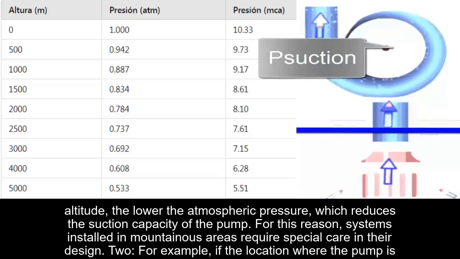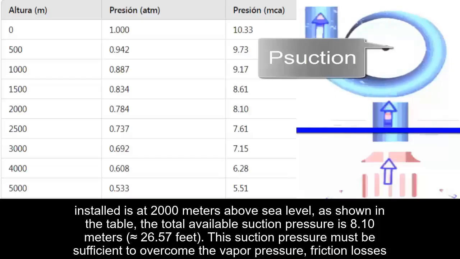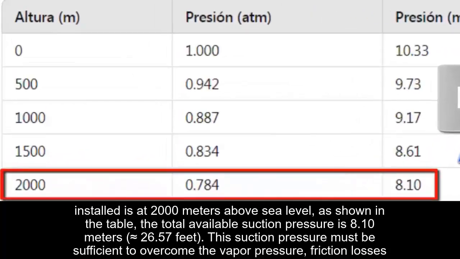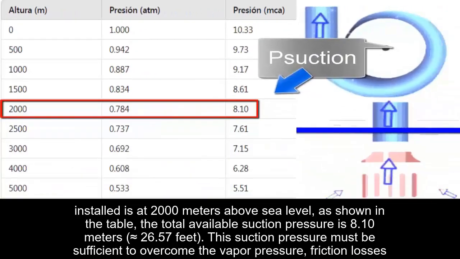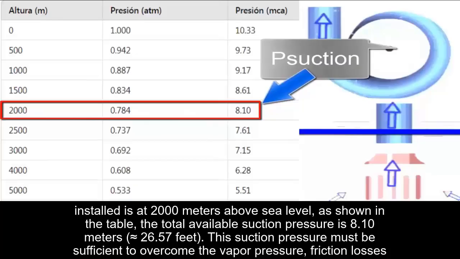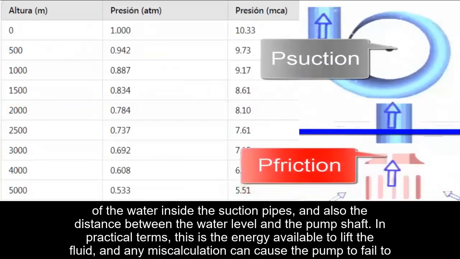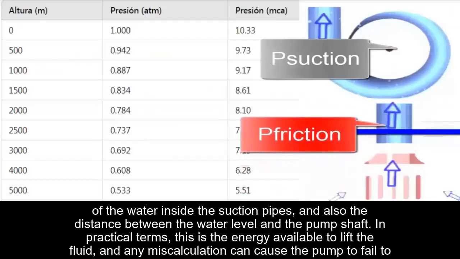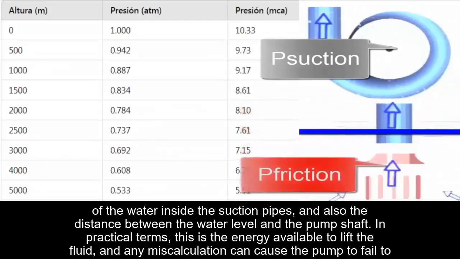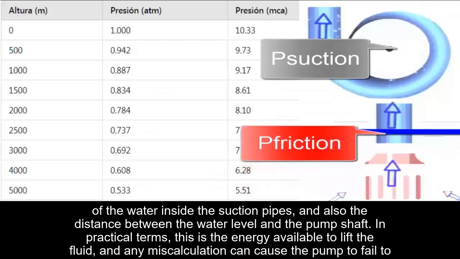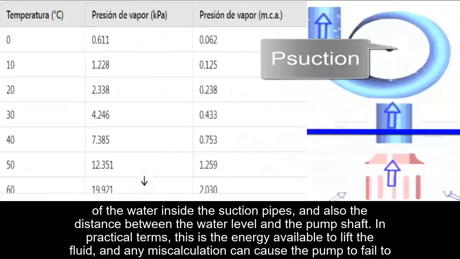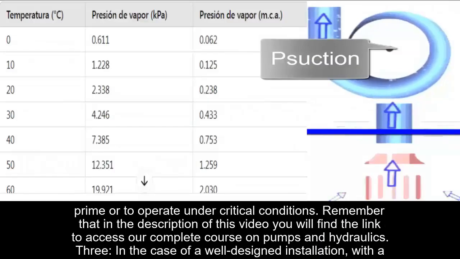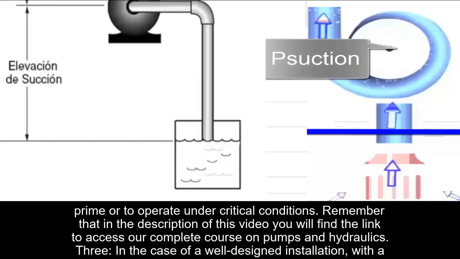2. For example, if the location where the pump is installed is at 2,000 meters above sea level, as shown in the table, the total available suction pressure is 8.10 meters, approximately 26.57 feet. This suction pressure must be sufficient to overcome the vapor pressure, friction losses of the water inside the suction pipes, and also the distance between the water level and the pump shaft. In practical terms, this is the energy available to lift the fluid, and any miscalculation can cause the pump to fail to prime or to operate under critical conditions.